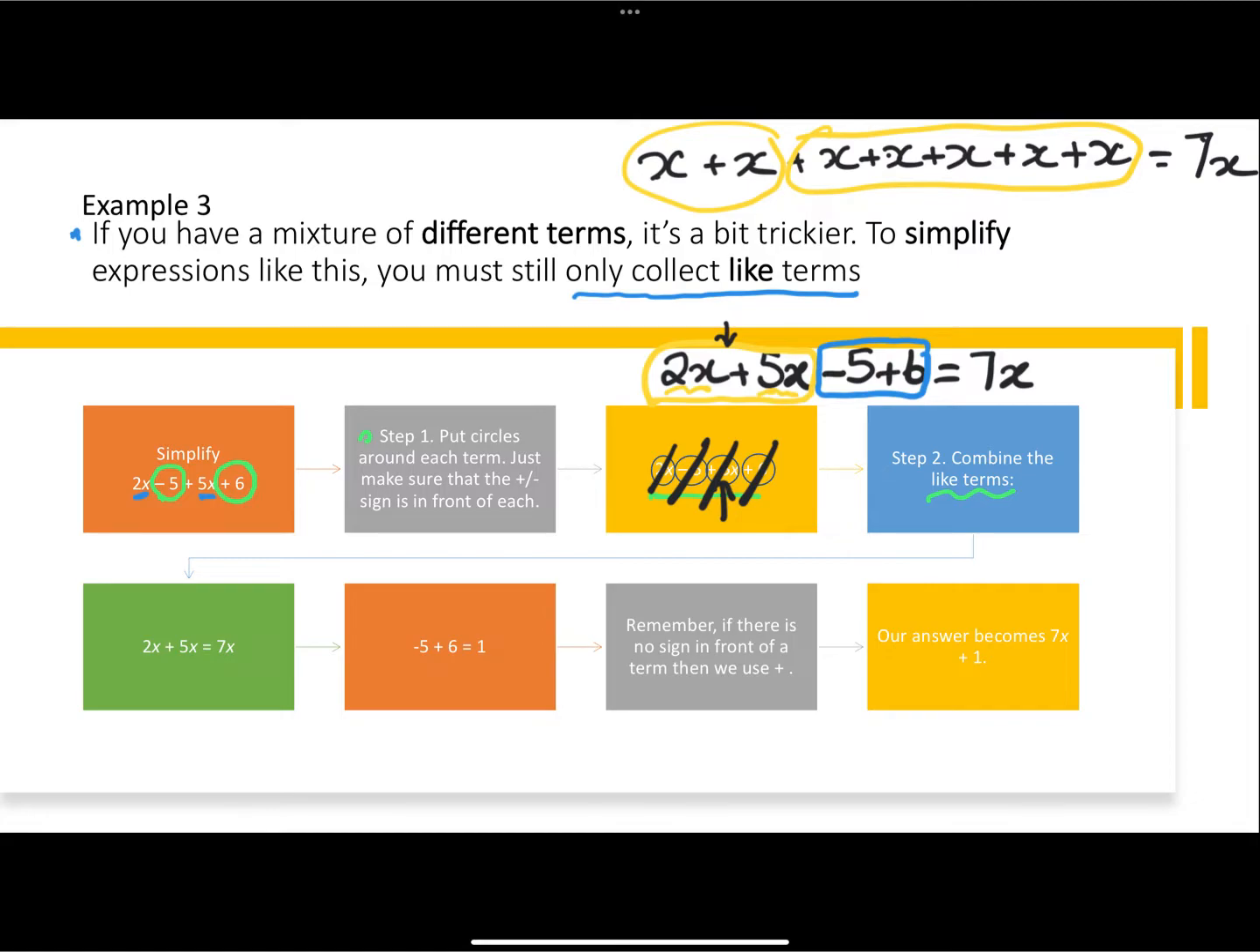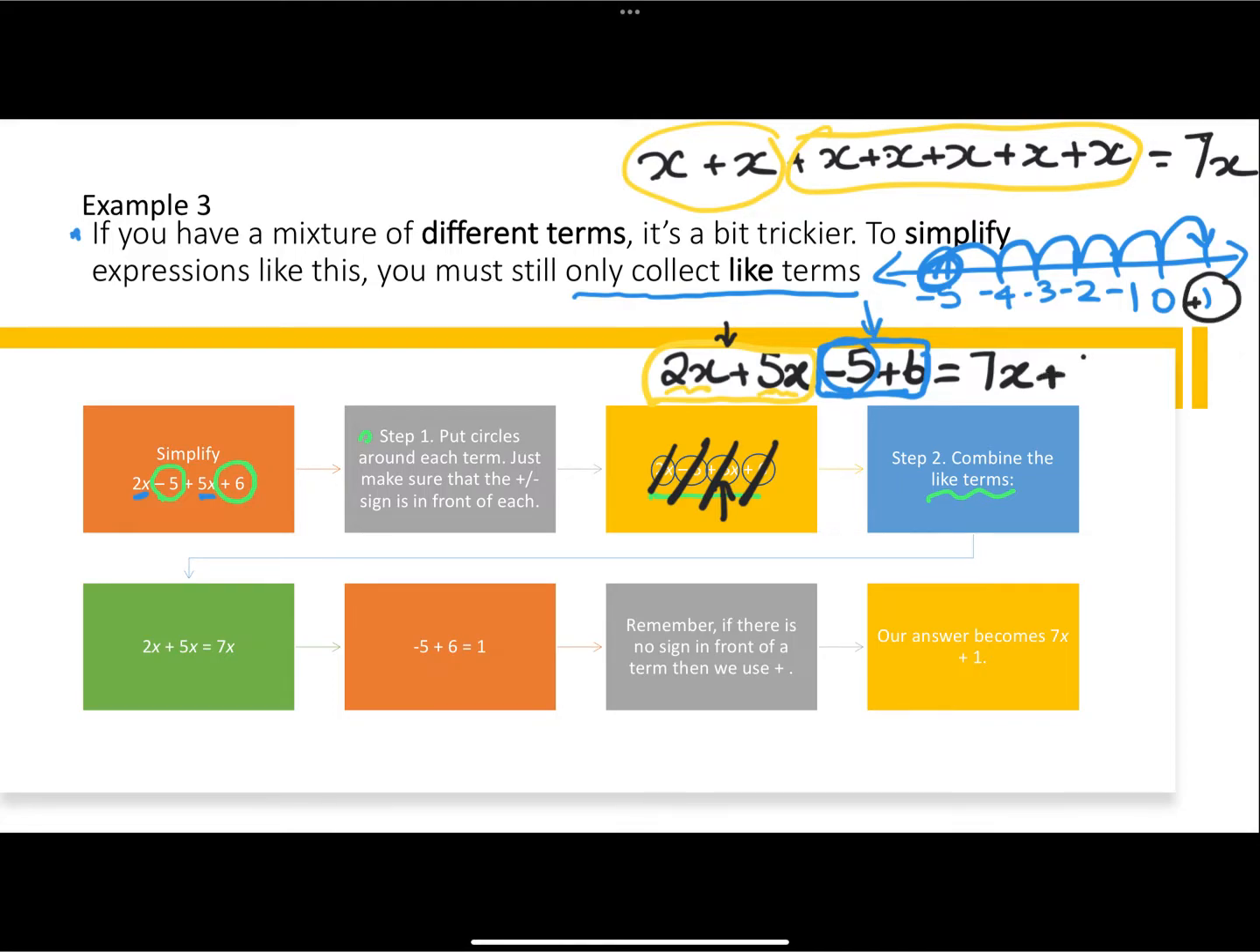Okay, now we're going to have a look at our next part in blue. I'm going to start at minus 5 and I'm going to go up 6. So if I have my number line, starting at negative 5 and go up 6. 1, 2, 3, 4, 5, 6. I land at 1 and it's a positive 1.